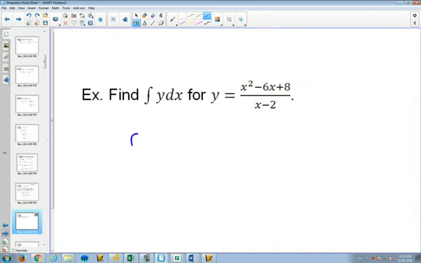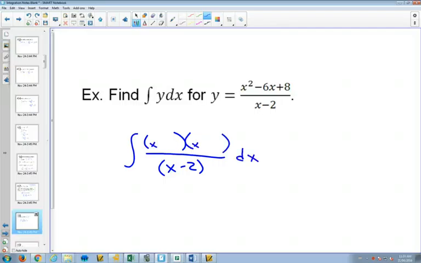Same thing for this case. Any ideas on how to make this simpler? Factor the top. Let's see if that happens. So if we factor the top and have x and x, minus 2 and minus 4. Does that work? Yes, it does. And then the minus 2's cancel.